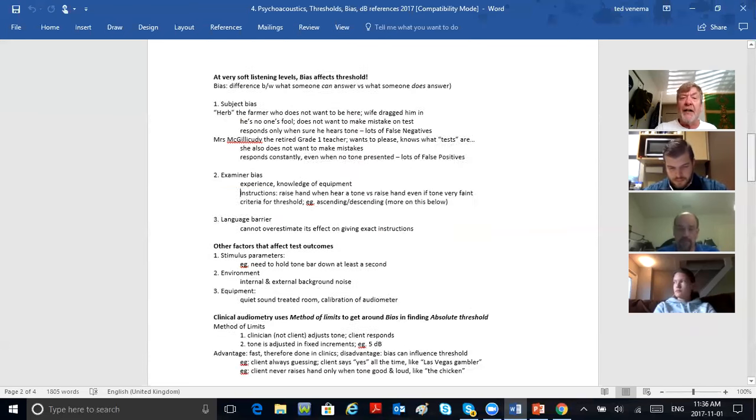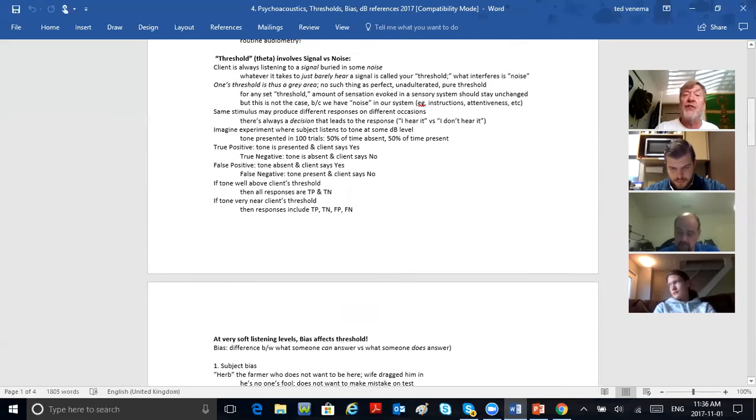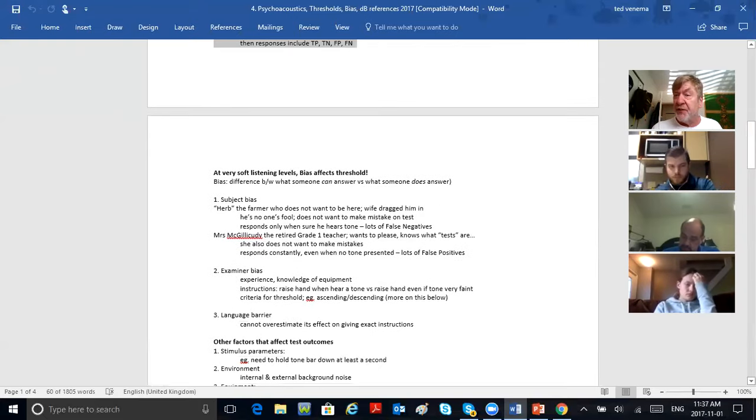We're talking bias. Every time you're trying to hear something, you're listening for a signal in noise. The signal is the tone. The noise, you can put it in quotes, is the crap that interferes. It doesn't just have to be background noise. The bottom part here describes true positives, true negatives, false negatives. But when stuff gets difficult, we make lots of mistakes, lots of false positives, lots of false negatives, and here is where bias comes into the picture.